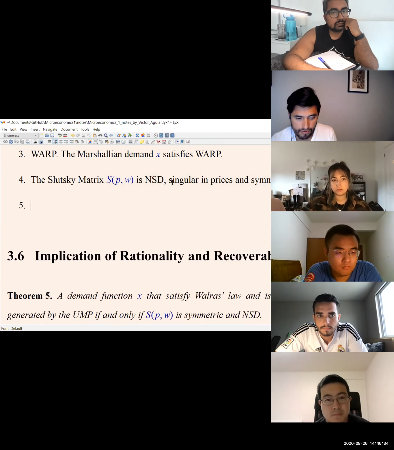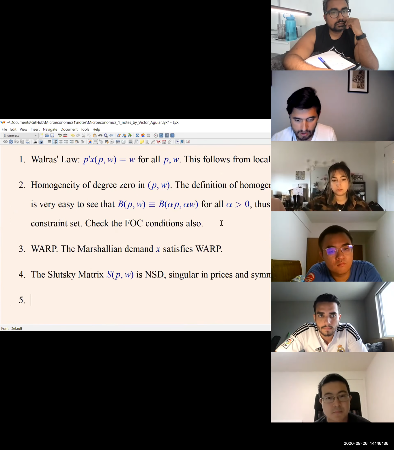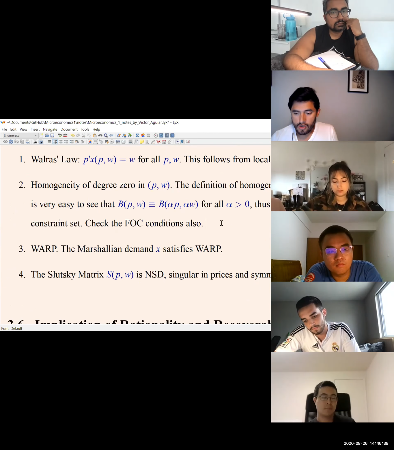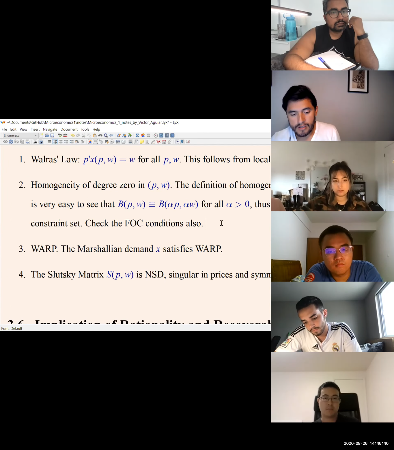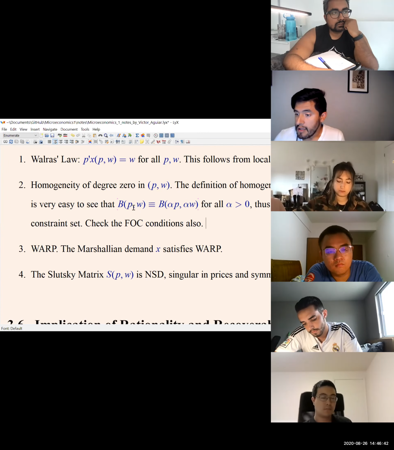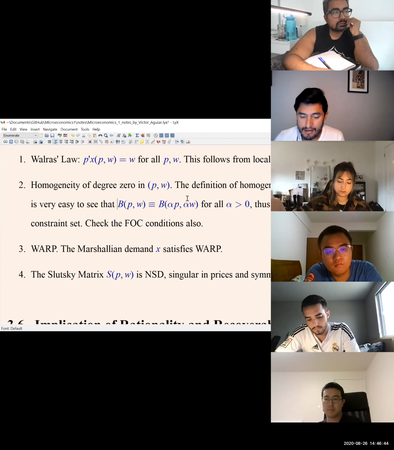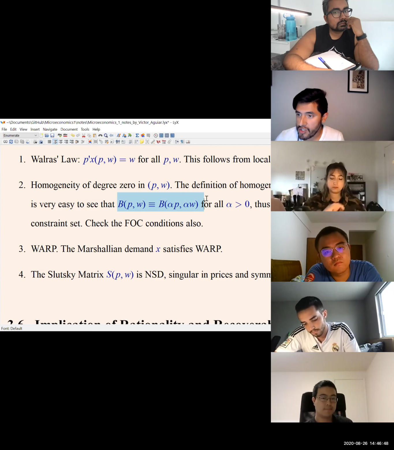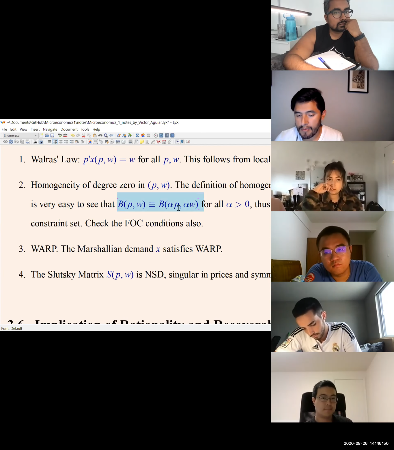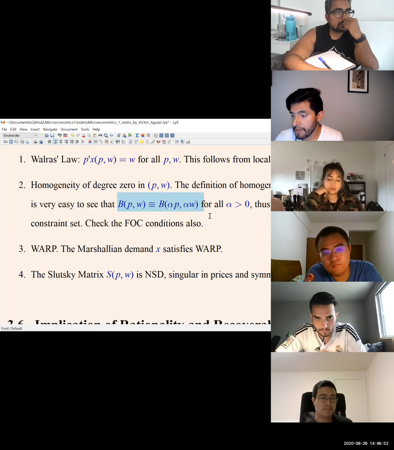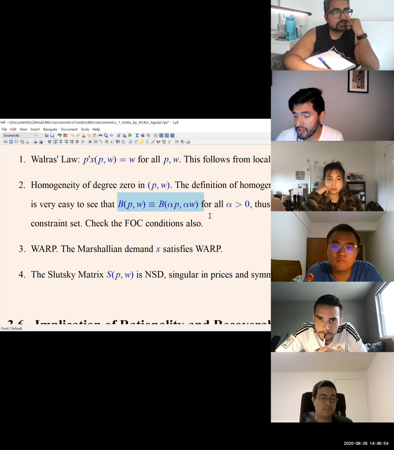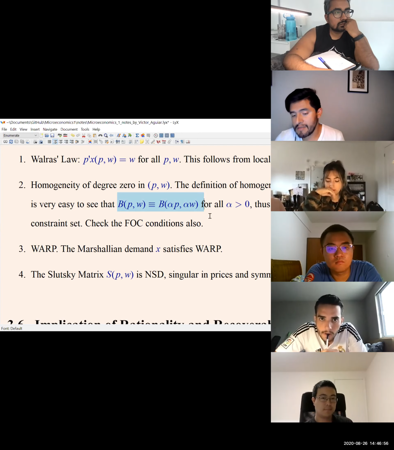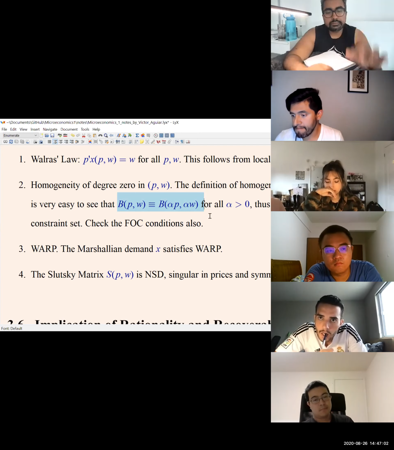So I'm going to prove below the homogeneity that this is homogeneous, okay? So let's prove it. It's very easy to see that the budget set, or the budget constraint, remains unchanged if I multiply prices by alpha and W by alpha, right? So therefore, if the budget set remains the same, maximizing a preference on the same set has to give me the same answer, okay?